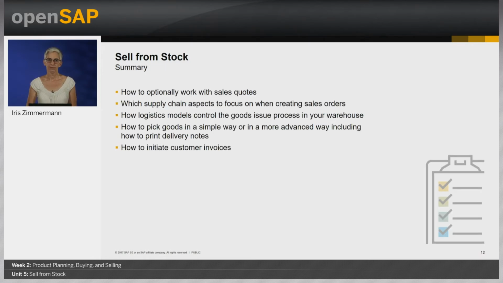And I'm just left with the summary for this unit. We had a look at the sales quotes and the supply chain aspects in the sales orders. Then we saw the different simple or more advanced ways to process logistics execution in the warehouse, including outbound delivery processing. And finally, we learned the different ways to create customer invoices.